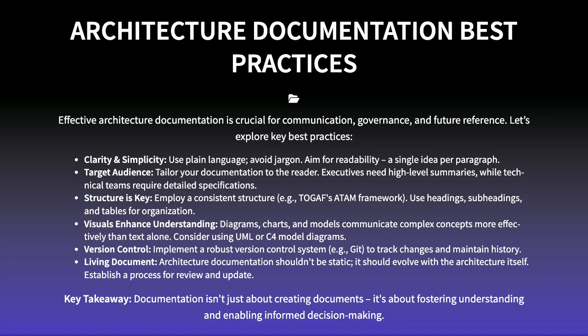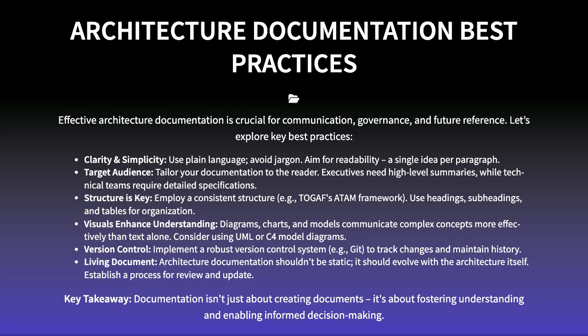Okay, let's talk about how to make your architecture documentation really effective. The first thing is clarity. Aim for simple, easy to understand language. Think about who you're writing for. A CEO will want different information than a developer. Organization is super important too. Use headings and tables to break things down. Don't forget visuals. Diagrams can really help people grasp complex ideas. And, crucially, keep your documentation up to date with version control so everyone knows what the current state of the architecture actually is.